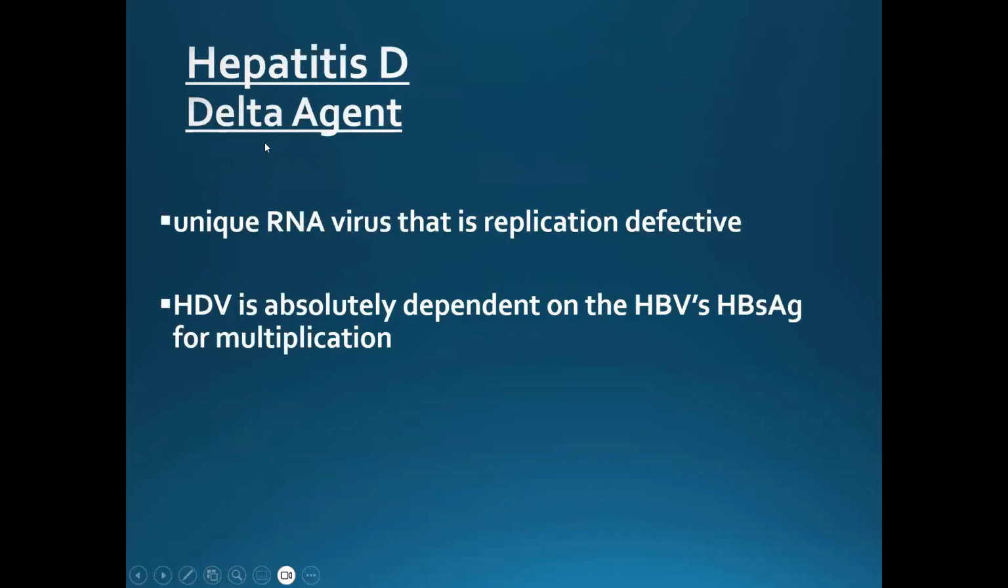All right, now coming to the Delta agent. The Delta agent is not really a complete virus. It is a very defective virus that needs the capsid, the coat, if you will, and also some of the genome mechanisms from hepatitis B. So it can only happen in the presence of hepatitis B infection. Now this coincidence, if you will, happens in two ways.